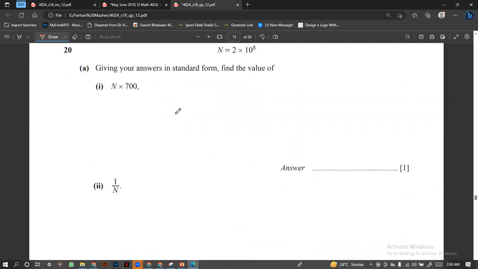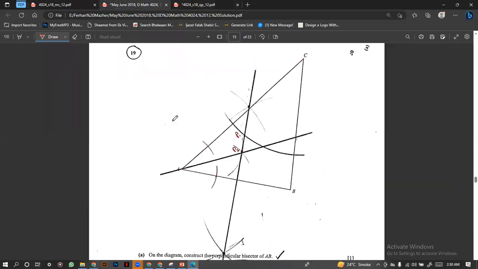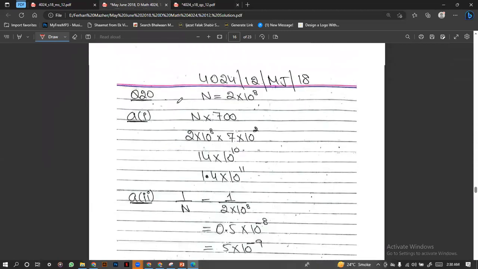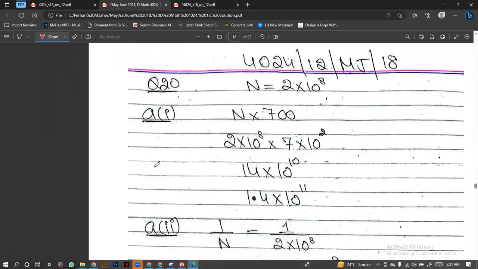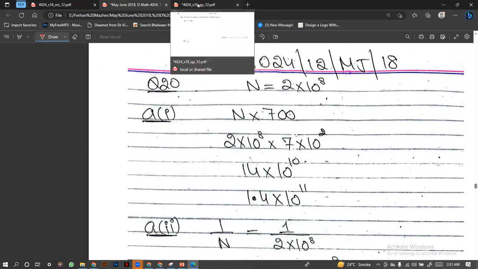n is equal to 2 times 10 power 8. Giving your answer in standard form, find the value of n multiplied by 700. This is question number 20A, first part. We have a value for n, so n multiplied by 700 will be 2 times 10 power 8 multiplied by 700, which means 7 times 10 power 2. So it is 14 times 10 power 10. It will be 1.4 times 10 power 11. I moved this decimal one step here, that's why a power has been added here. So 1.4 times 10 power 11 is the answer.